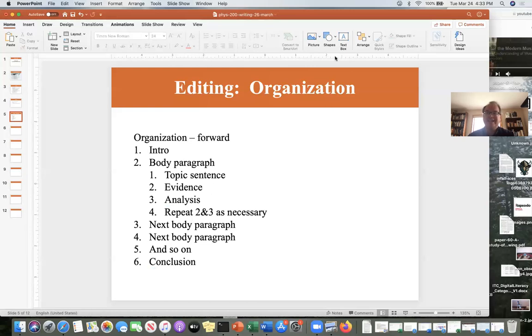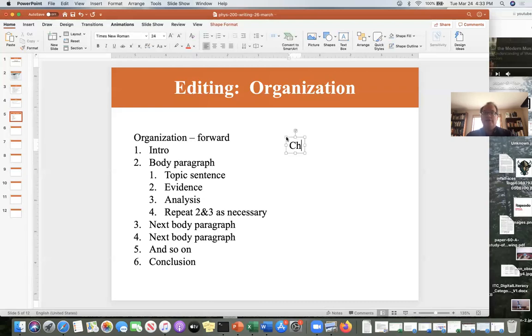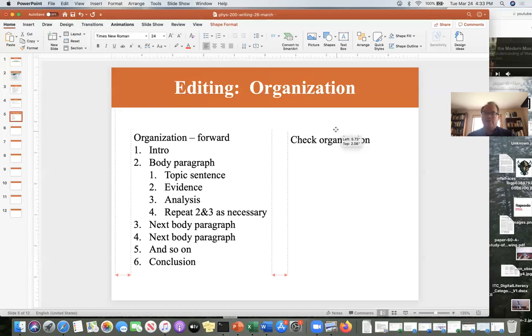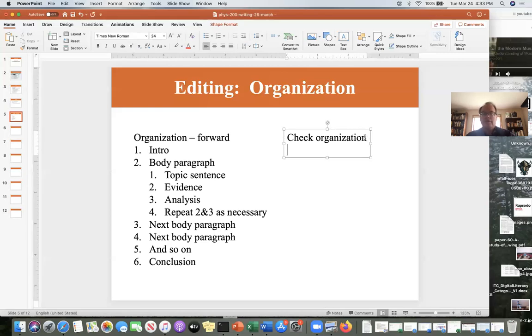As far as editing is concerned, check your organization. What do I mean by that? Well, for each paragraph, find the topic sentence. Can you see it? If it's there, good. Identify what it says.